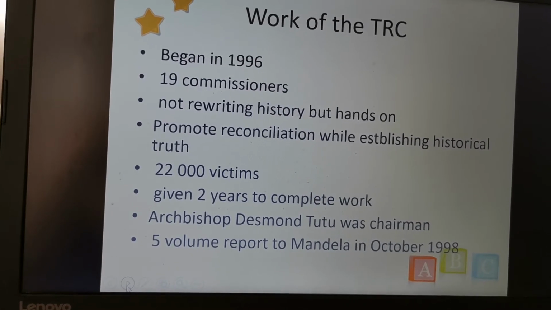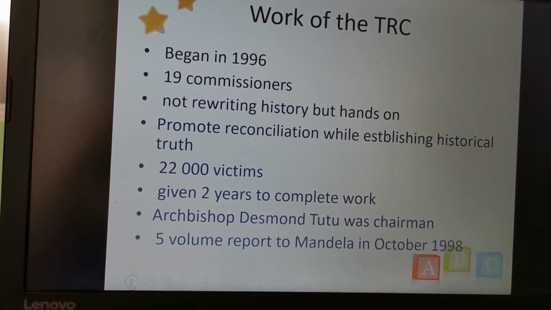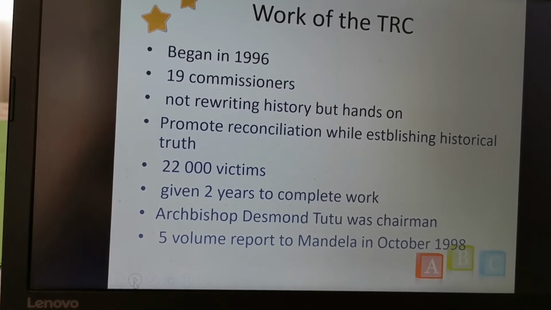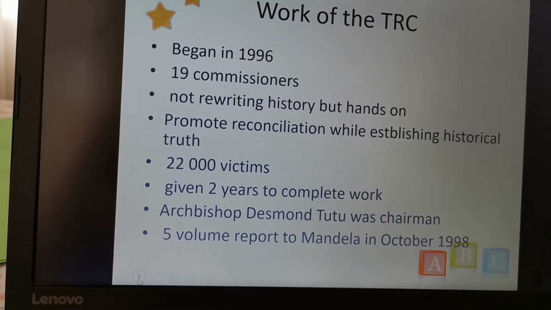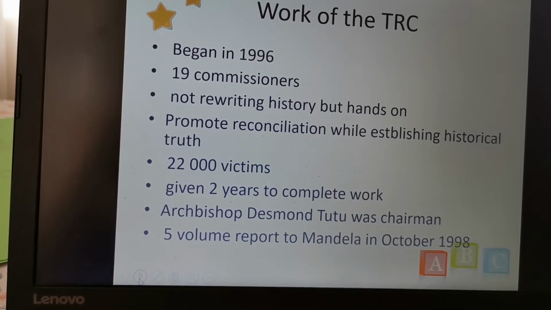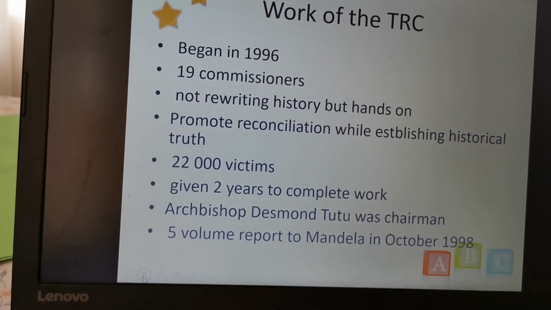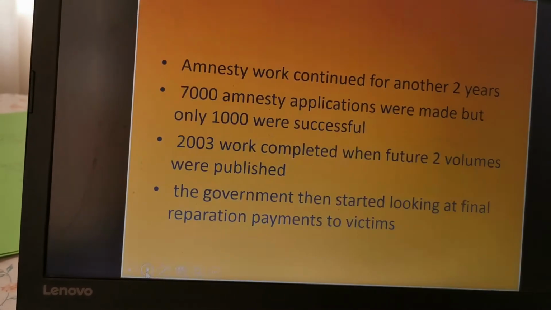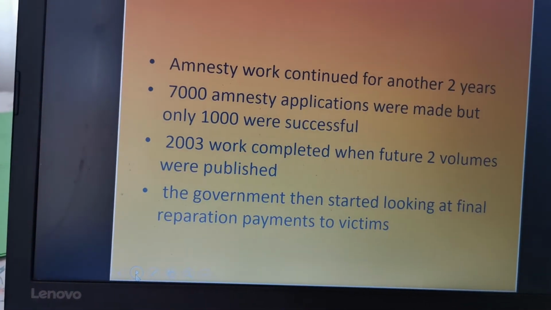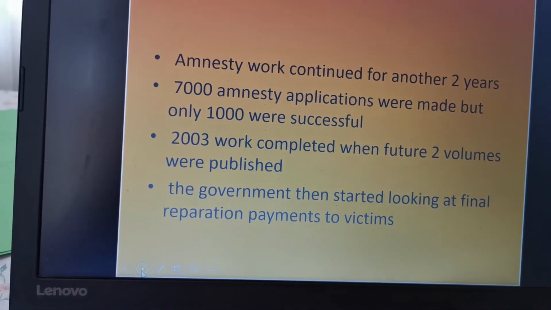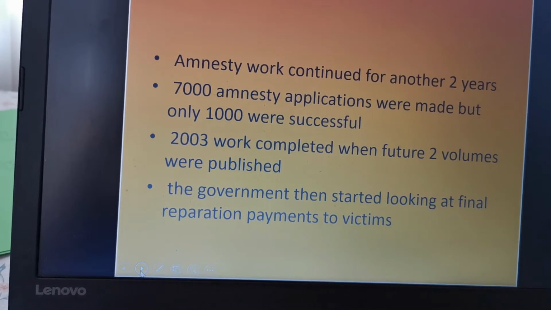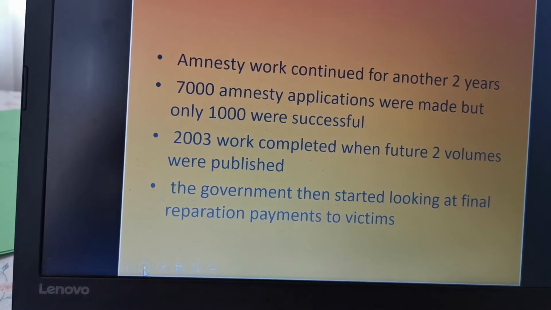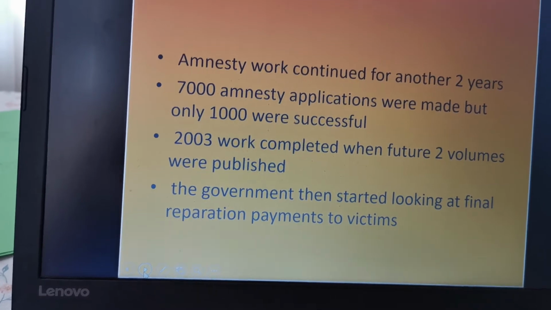22,000 victims came forward. They were supposed to do it in 2 years, but it took much longer. And Archbishop Desmond Tutu was the chairman, Alex Boraine was the deputy, and a 5-volume report was eventually given to Mandela in 1998. I want you to realize that there were 7,000 amnesty applications. Only 1,000 of those were successful. 6,000 people had their amnesty applications rejected.